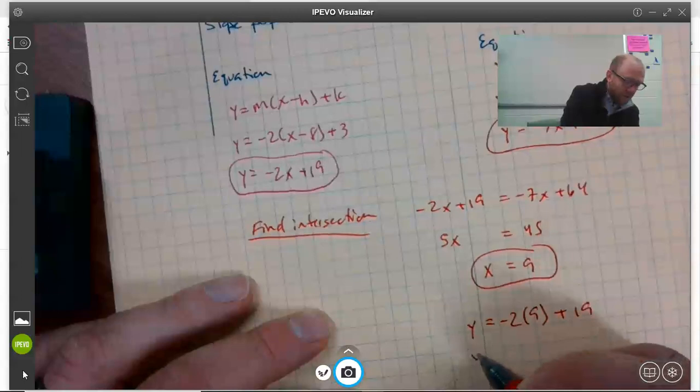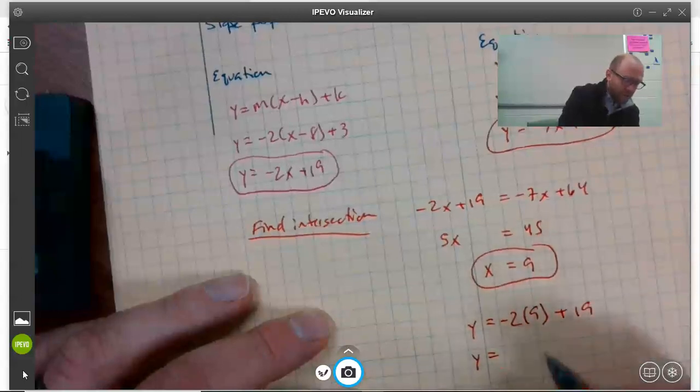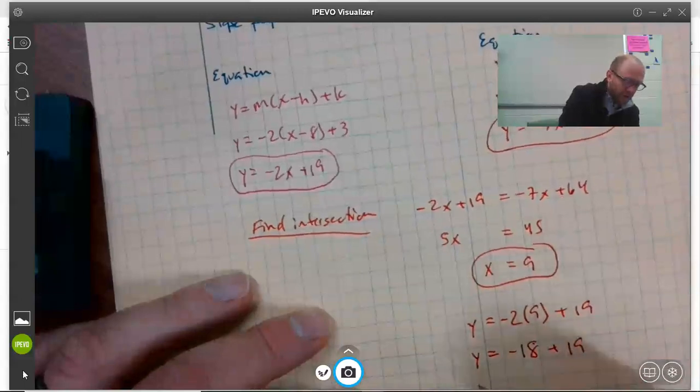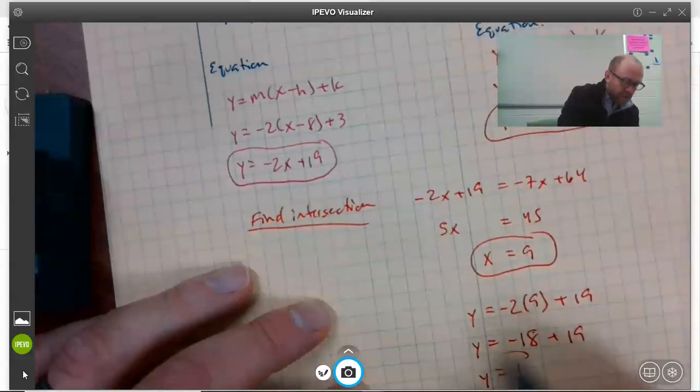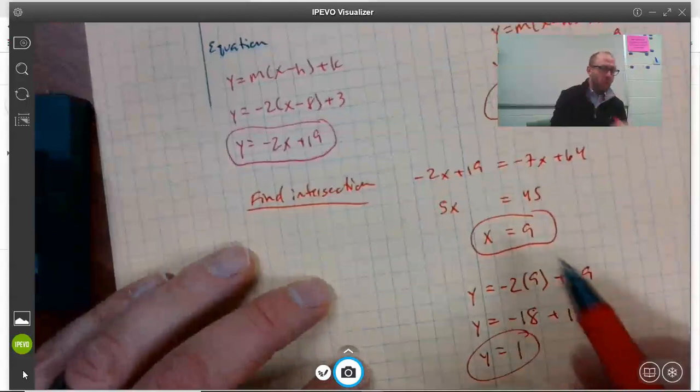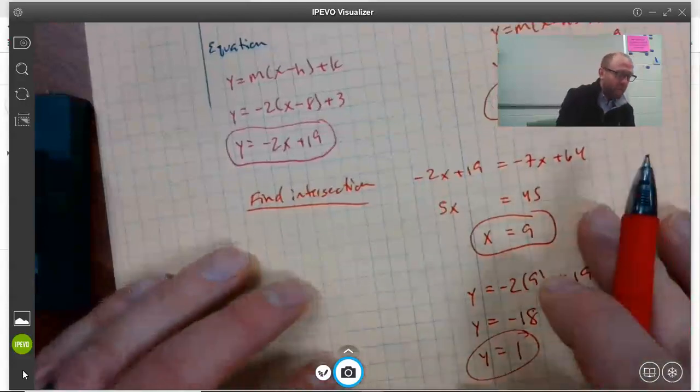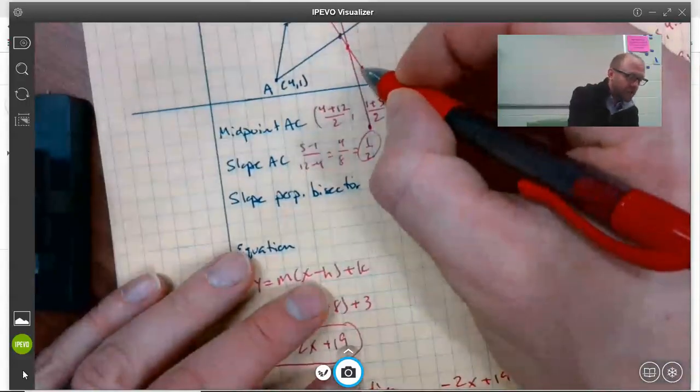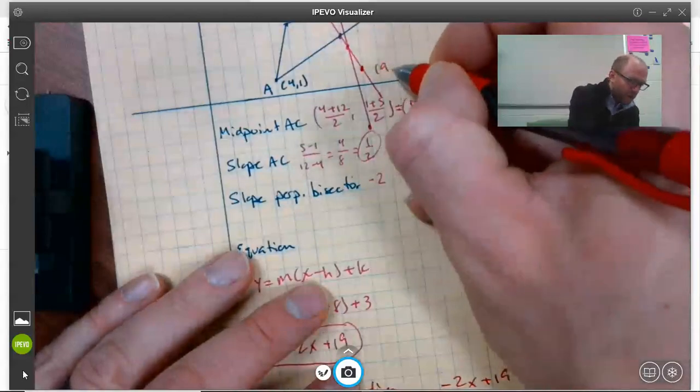-2 times 9 plus 19. That's -18 plus 19, which gives us 1. So our point is x equals 9, y equals 1, which is actually right here.